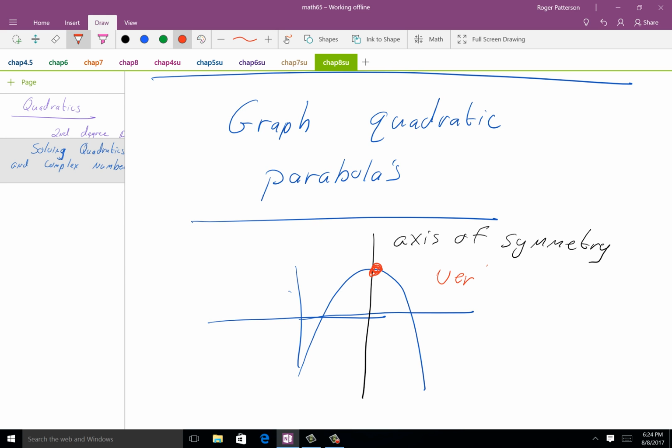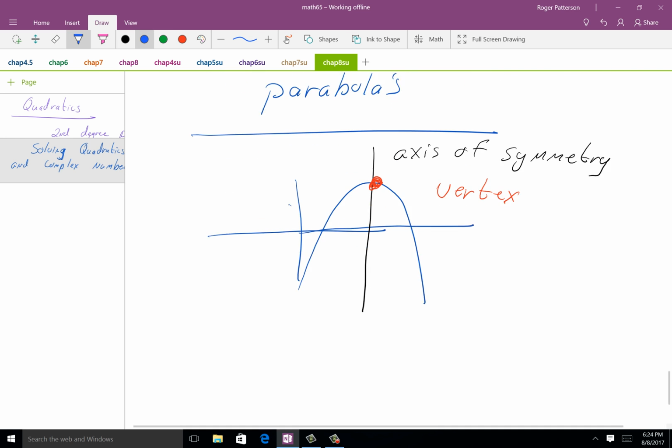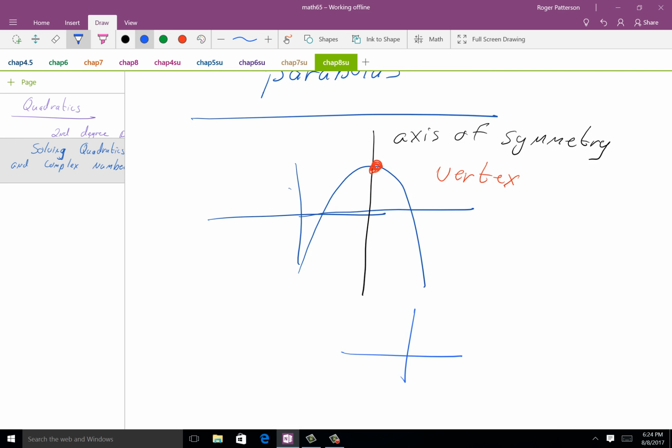Vertex is the point where it's going to top out at. Okay. And then if it's drawn the other way, vertex is there. Okay. Doesn't change.